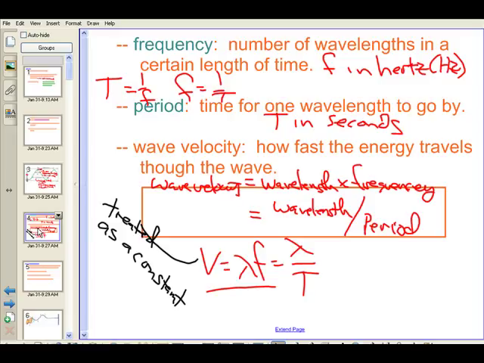In other words, for whatever environmental conditions are present that dictate the velocity of that wave, we will treat it as a constant, which means the velocity is not going to change. So any change in wavelength is going to cause a change in frequency. If wavelength goes up, frequency goes down. If wavelength goes down, frequency goes up. And it's going to be the wavelength that changes here.